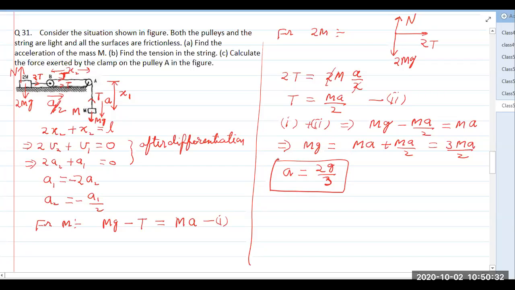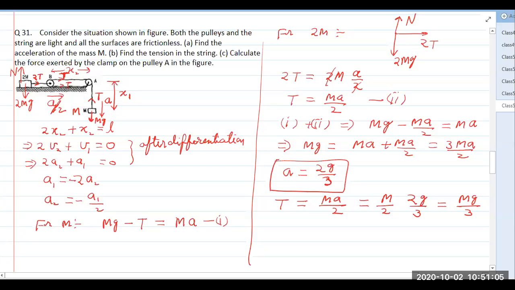Now what other things do we need to find? Find the tension in the string. The tension in the string is T equals ma by 2. So m by 2 and a is 2g by 3, so we get mg by 3 as the tension T. And in the other string, you will have double of this value. In the right string, the tension will be mg by 3, and in the left string, the tension will be 2mg by 3.